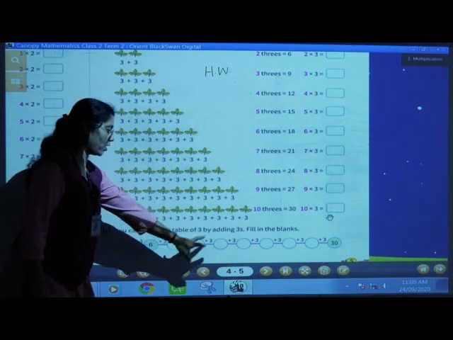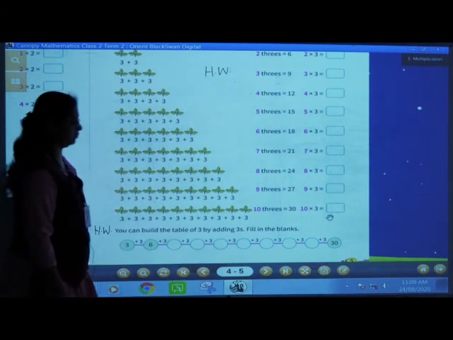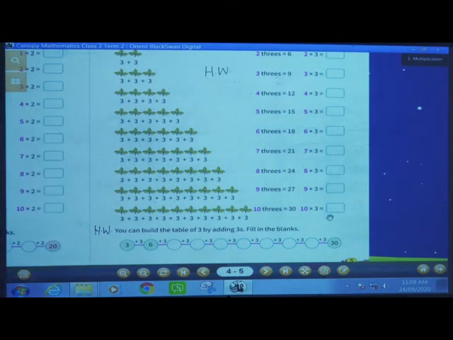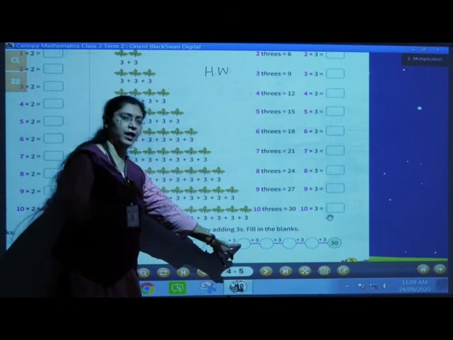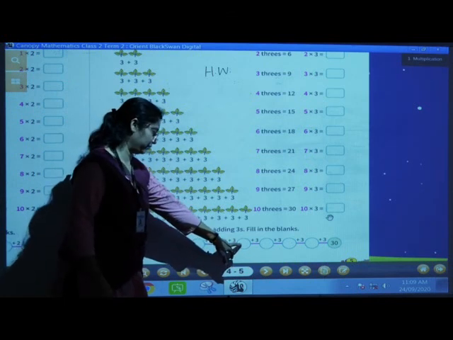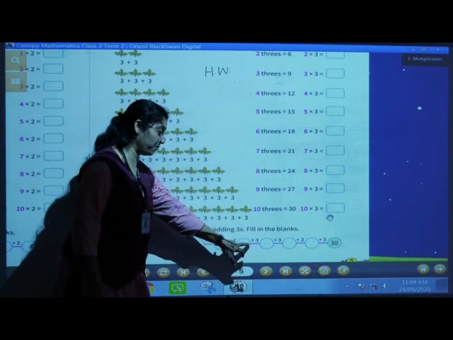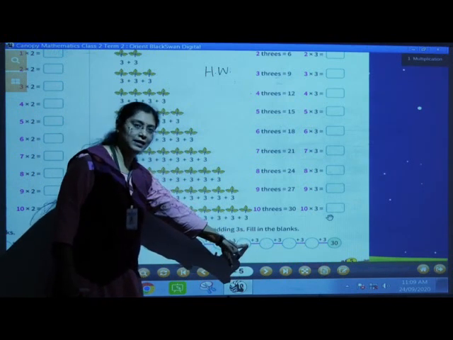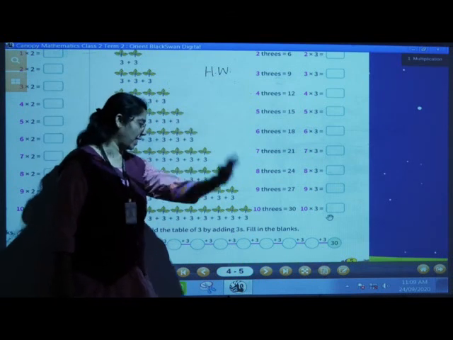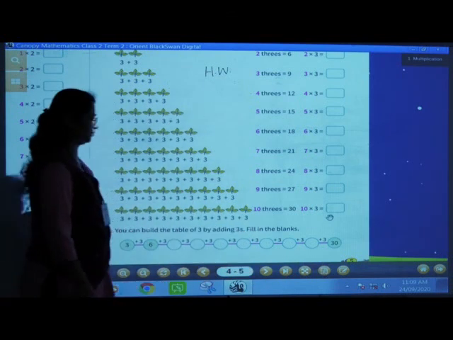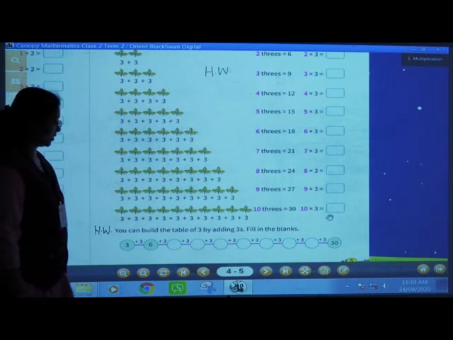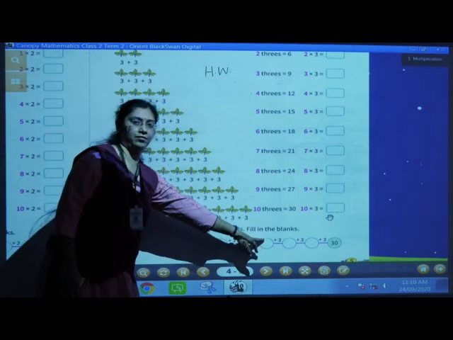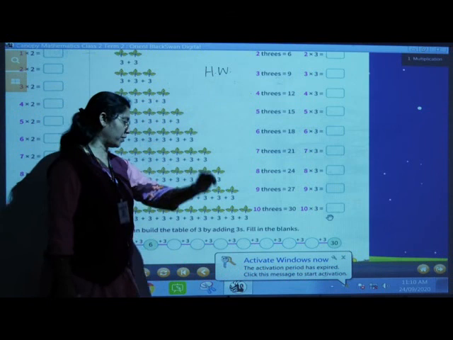10, 11, 12. Again we have to add 3 to this 12. What will we get? 13, 14, 15. Again we have to add 3 to 15. What will we get? 16, 17, 18. Again we have to add these 3 to 18. 19, 20, 21.